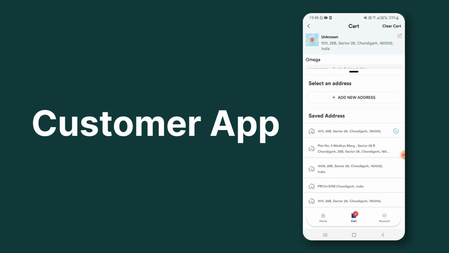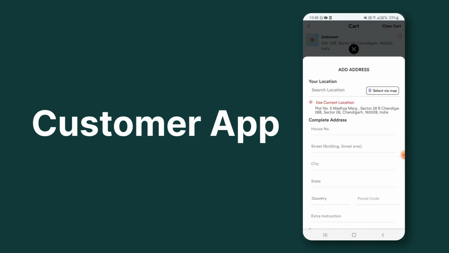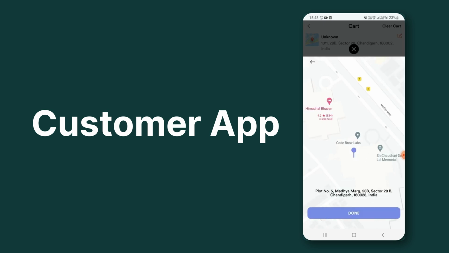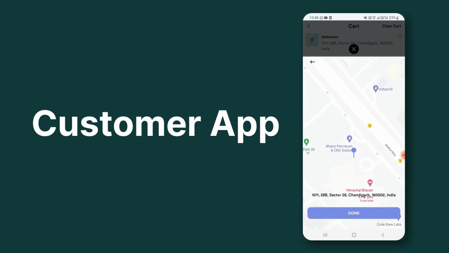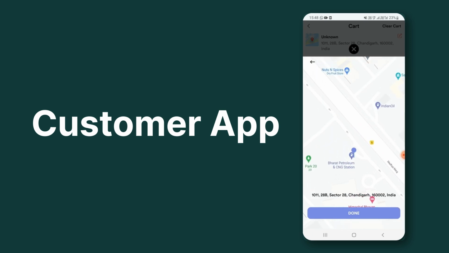Click here. If we had previously saved addresses, we will see them listed here. If you wish to deliver the order to a new address, simply click on Add New Address. This will open a window where we can manually add a new address, or select one using the map by clicking on Select via Map. Let's choose a new address by placing the marker over the desired location, like this. The app will then update this address as the delivery address.